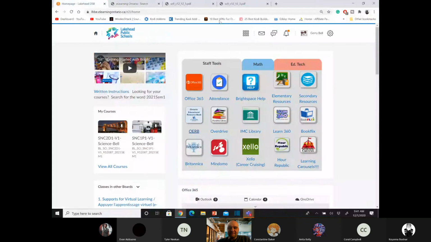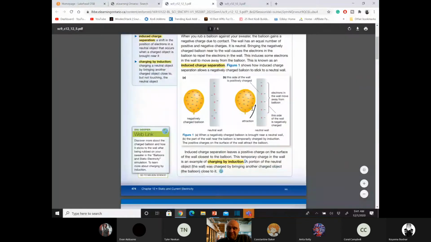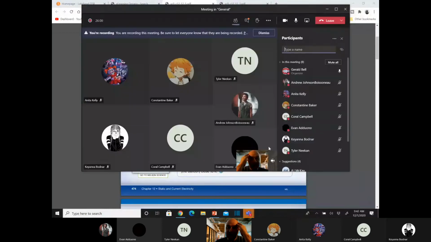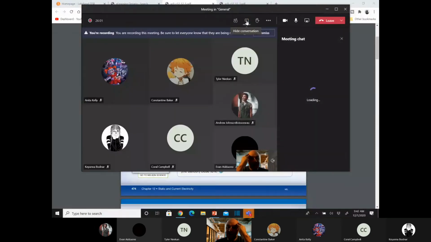All right, where were we here? Generally this is one of the things I get kids to draw a diagram of in class, as long as we know that it's called charging by induction. So it's like a little bit of charge gets pushed away. That's what's going on there.